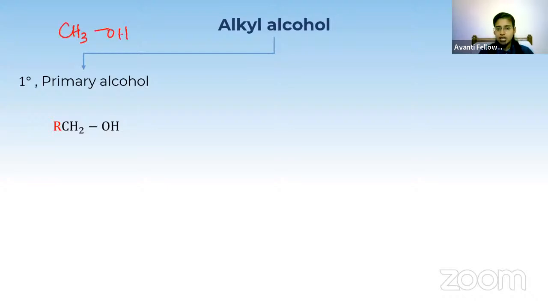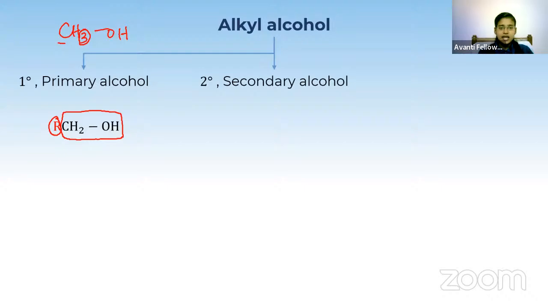CH3OH is called methanol, or methyl alcohol, as we have only one carbon. If I replace one of these hydrogens by one R group, it is called a primary alcohol. So in a primary alcohol we have a CH2OH group. In the case of a secondary alcohol, the second hydrogen will also get replaced by an alkyl group. So what will we have? We will have R2CH.